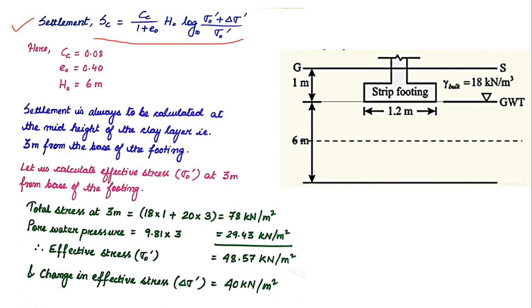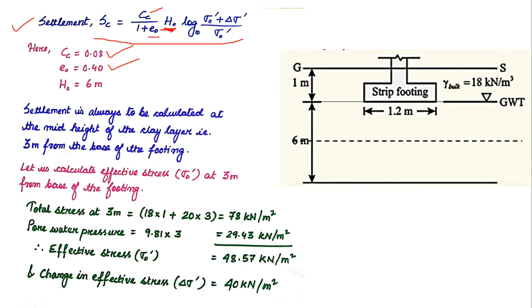Okay, that means it is CC by 1 plus e naught into H naught into log of (sigma naught dash plus del sigma dash) by sigma naught dash. Okay, so let us see what are the requirements of this formula. We first need to know what is CC. So this has been given to you, which is 0.08. Then we need to know what is e naught. This is also given to you, it is 0.40. Now the next term which we need to know is H naught. So H naught is the initial thickness of the soil mass.